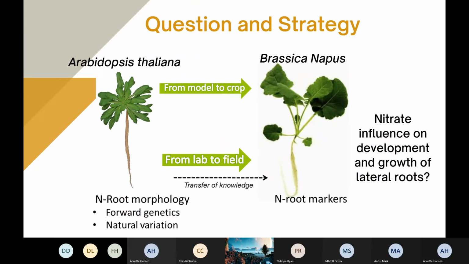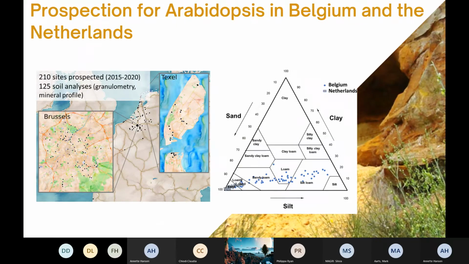Our lab mainly works on Arabidopsis and other plants as well, crop plants, as Jorge and Claudia will be speaking about. Basically, I'm here working on a model plant, Arabidopsis, focusing on nitrogen, root morphology, forward genetics, and natural variations, from where we would like to translate it to crop plants like Brassica napus, with respect to nitrogen root markers. One of the key aspects we're working on is the development and growth of the lateral roots.